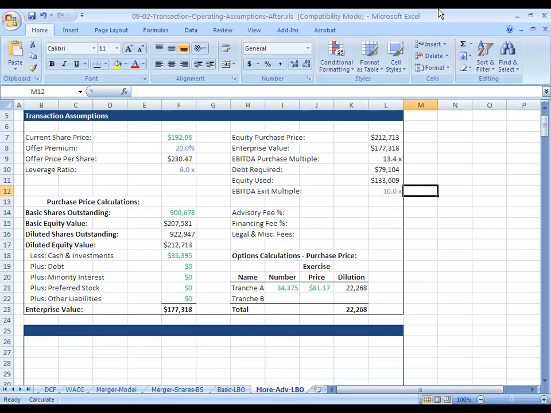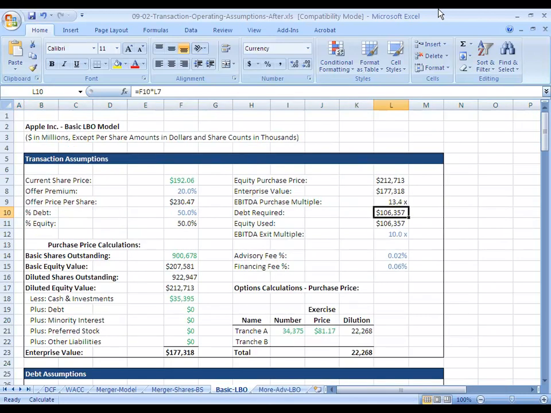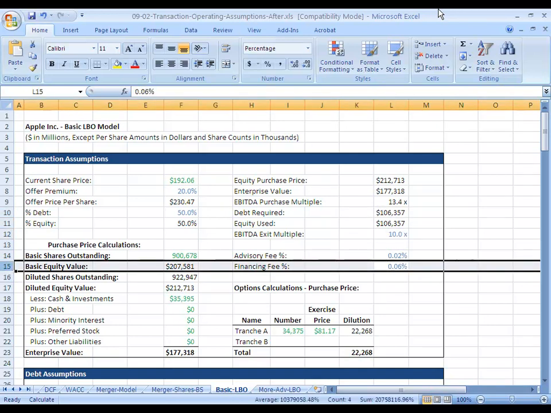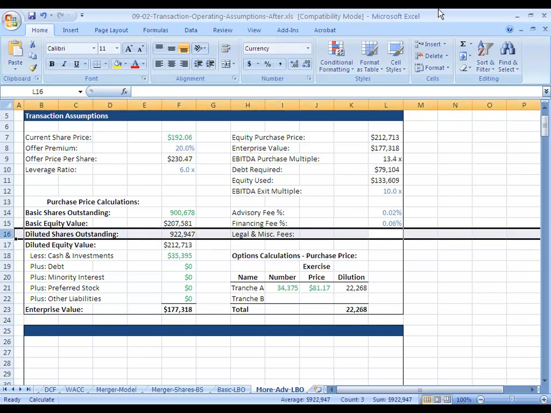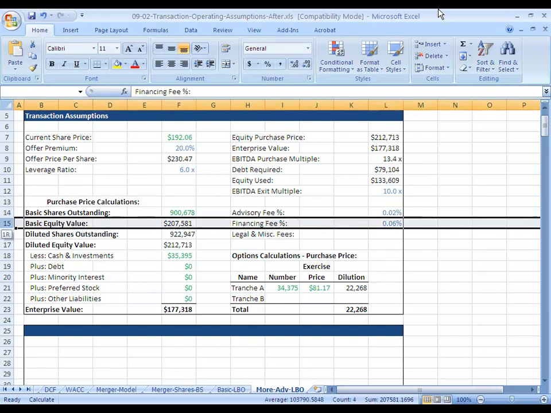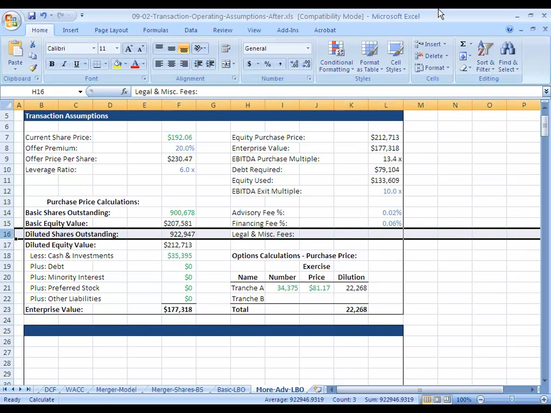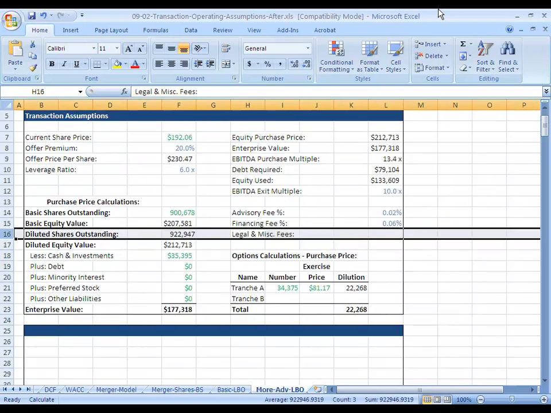Now for the advisory fee and financing fee percentages, these work the same exact way as what we saw in the basic LBO model. We have to pay M&A advisors, other parties who are advising the companies, a certain fee. We have to pay anyone who helps with raising debt a financing fee on that debt. So we're going to go with the 0.02% and 0.06% for financing fees. One new addition here is legal and miscellaneous fees, and this is because normally in LBO models, you take into account the bank's M&A advisory fees, the financing fees, and then the legal, accounting, and other fees all separately. In the more basic model, we just lump them all together, but they would normally be separate items.